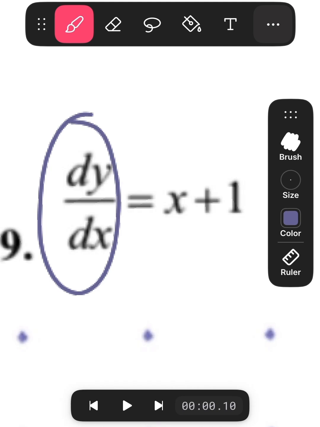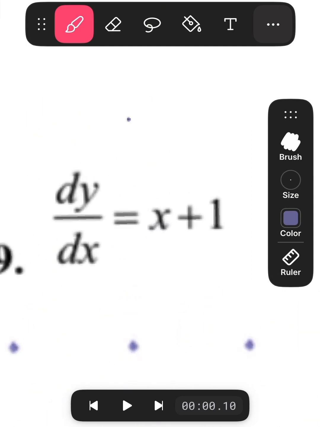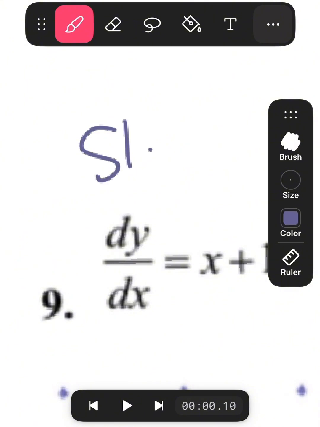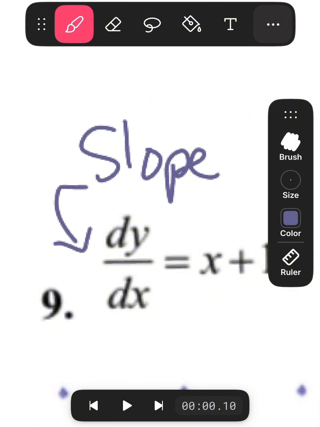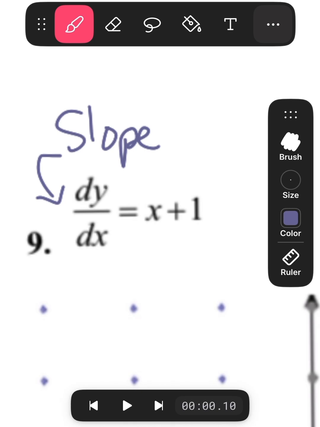We know this because we have a derivative and we have variables. But this is telling us that dy over dx, our slope, remember derivative slope, is equal to x plus 1. So this means, like how we covered in the first semester, that at any point, as long as we plug in our x value, our slope is equal to x plus 1.